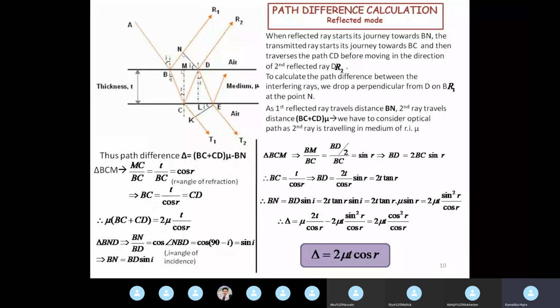Okay, so the expression of the path difference is obtained in terms of constants: the refractive index of the medium, the thickness T of the parallel film, and R of course is the angle of refraction, which will depend on the angle of incidence. So for a given incident ray, everything is constant and we get a value of delta.